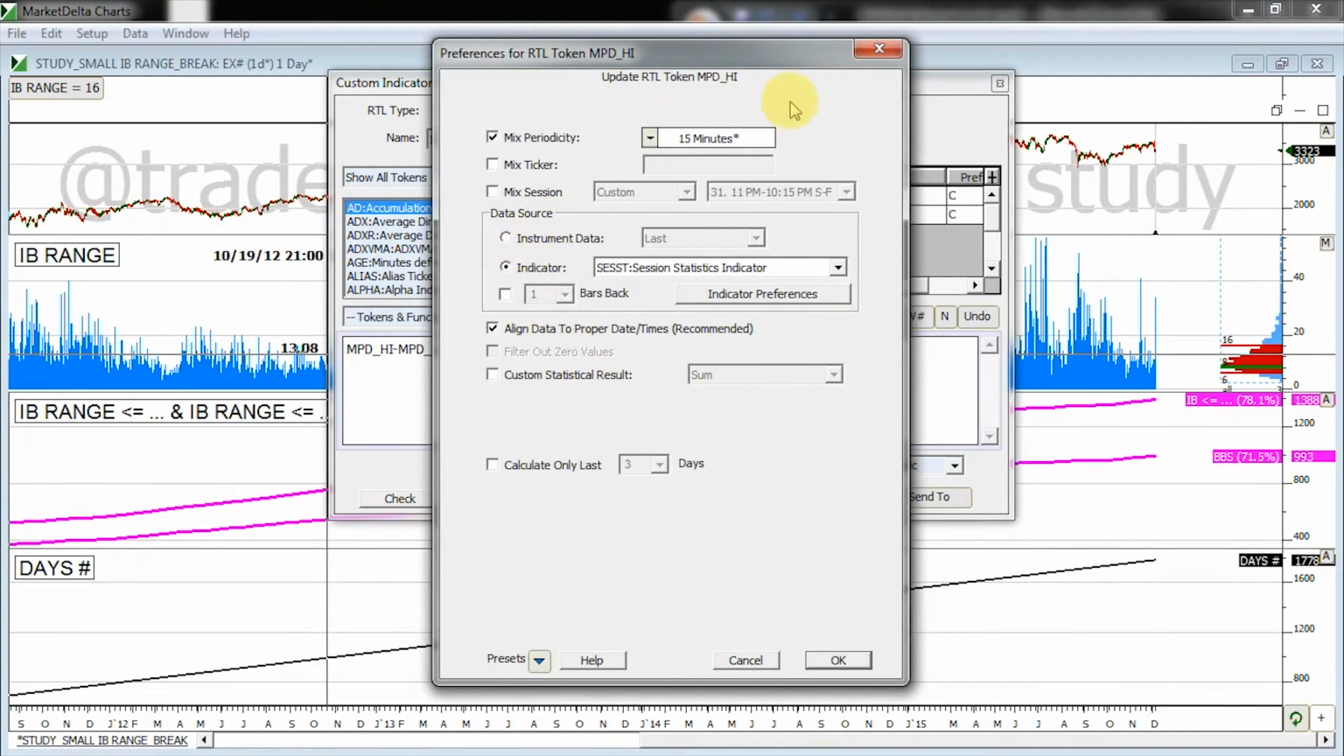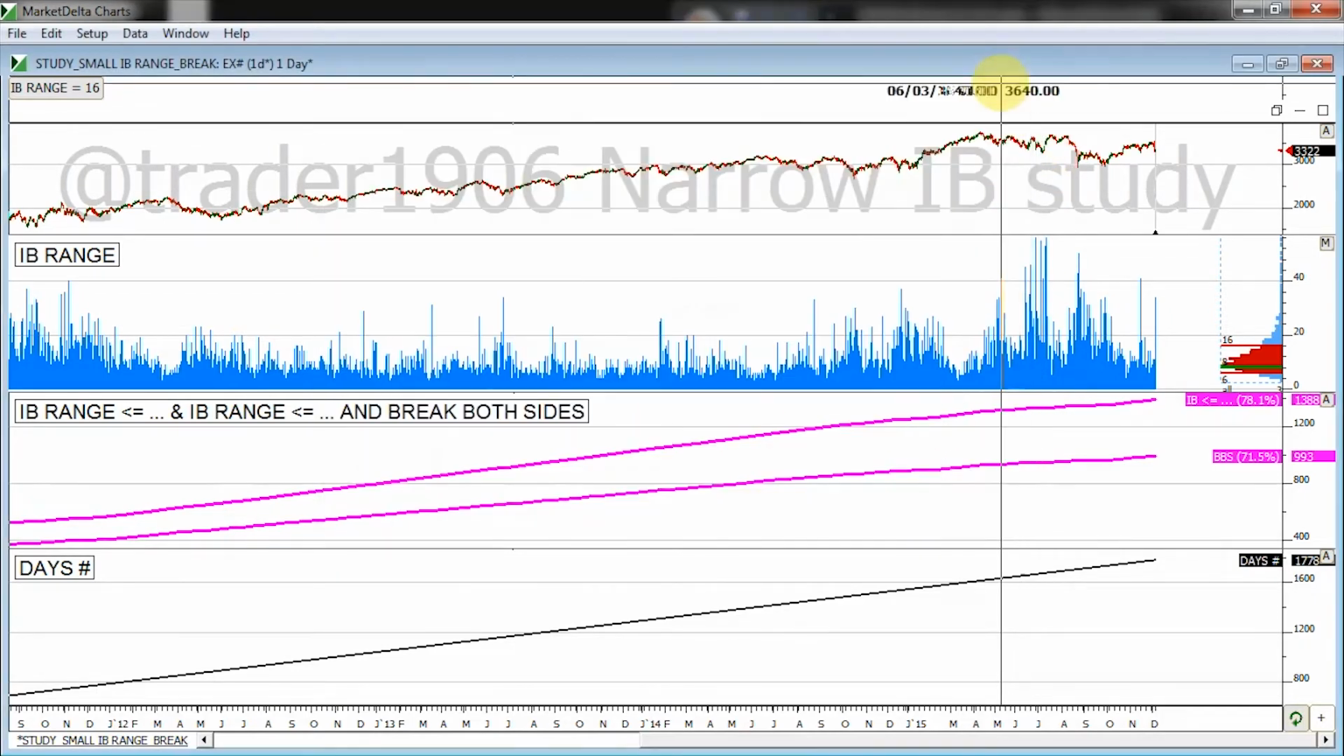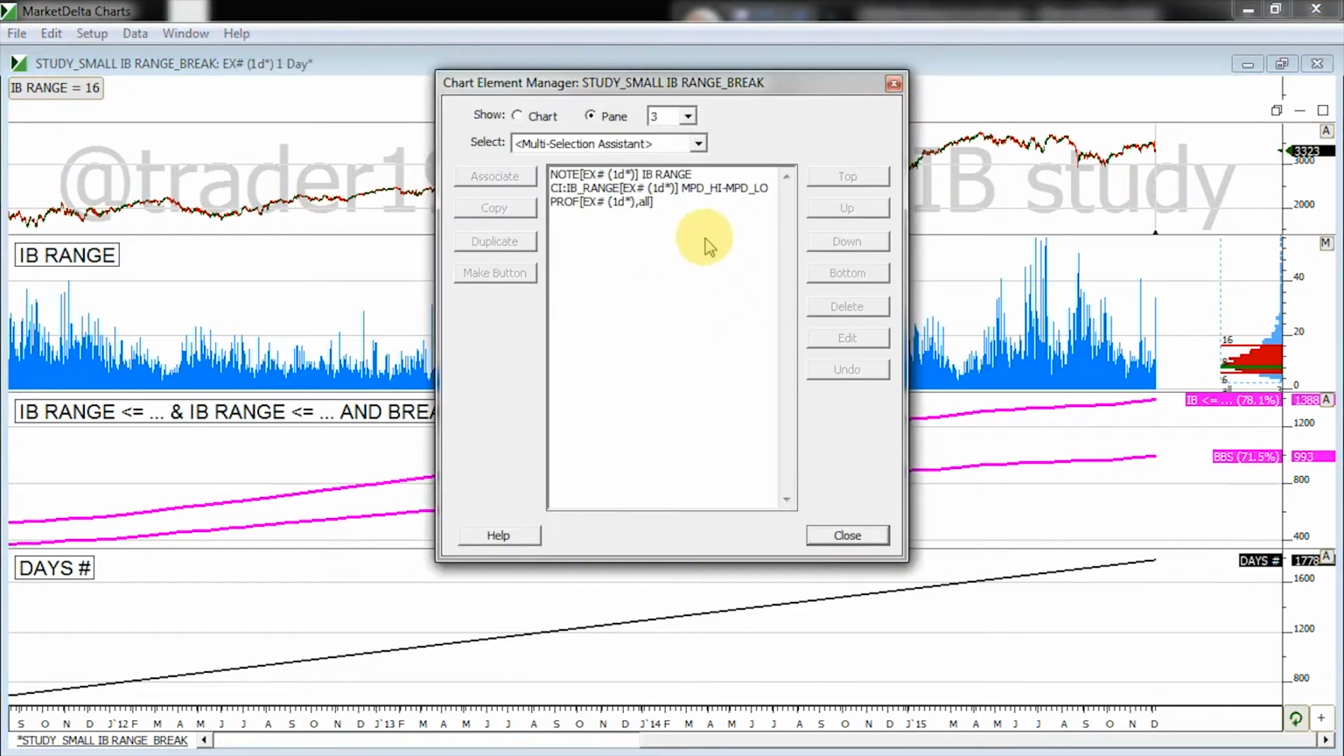Then it uses the mixed periodicity indicator to obtain that data, because if we just apply it on the daily chart, the data from within the day itself is not on this chart, so you need to use this token to pull the intraday data out. So here all this IB range statistic, or indicator, does is it just looks for the high minus the low, and then we get the range. It's very basic.